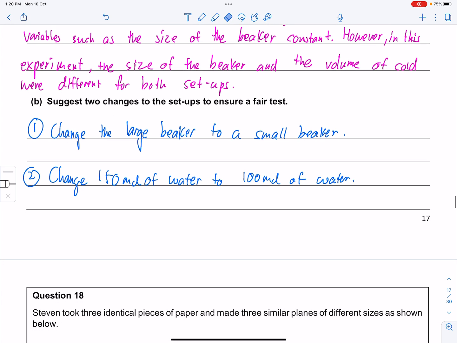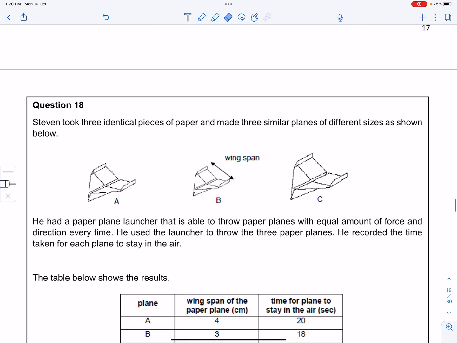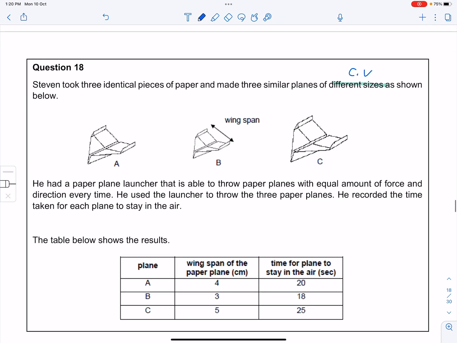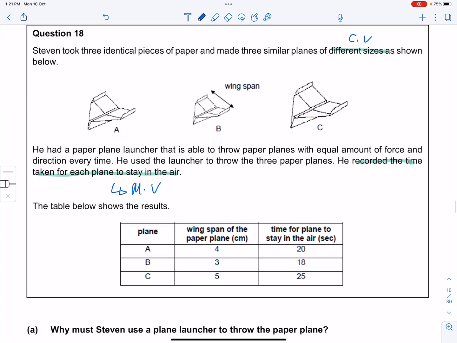Alright, moving on. Stephen took 3 identical pieces of paper and made 3 similar planes of different sizes. So this is the change variable. He had a plane launcher that is able to throw the planes with equal amount of force and direction every time. He used the launcher to throw 3 paper planes and he recorded the time taken for each plane to stay in the air. So time stay in the air is your measured variable.